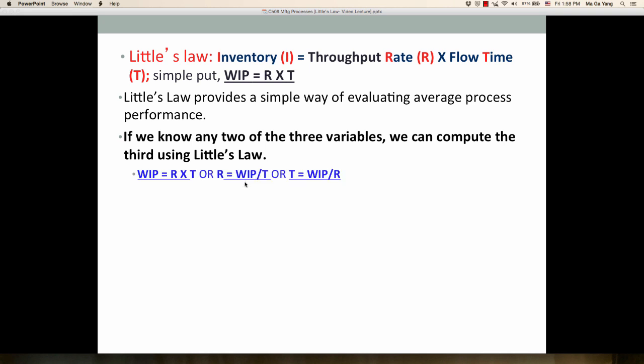So here is an example. WIP or inventory equals throughput rate R times flow time T. Or if we want to know throughput rate, then you can simply divide the inventory by flow time. Similarly, to compute flow time T, you simply divide the inventory by throughput rate R. That way you can compute the third variable using the two known variables.